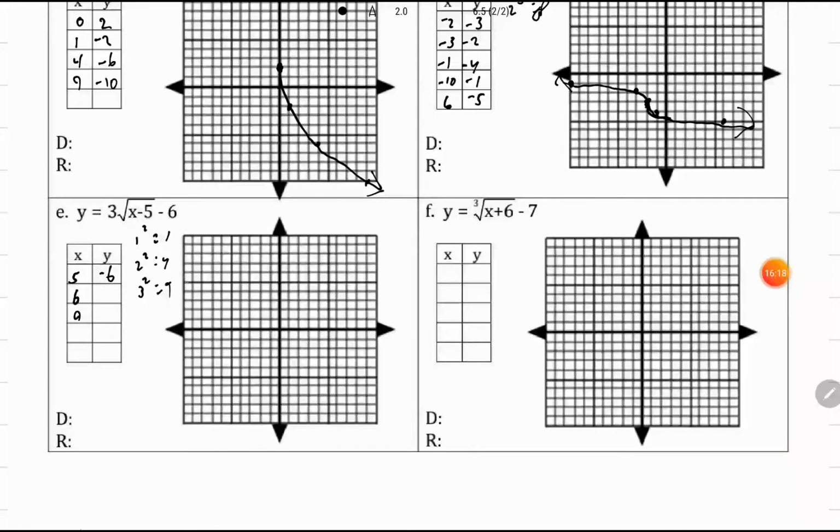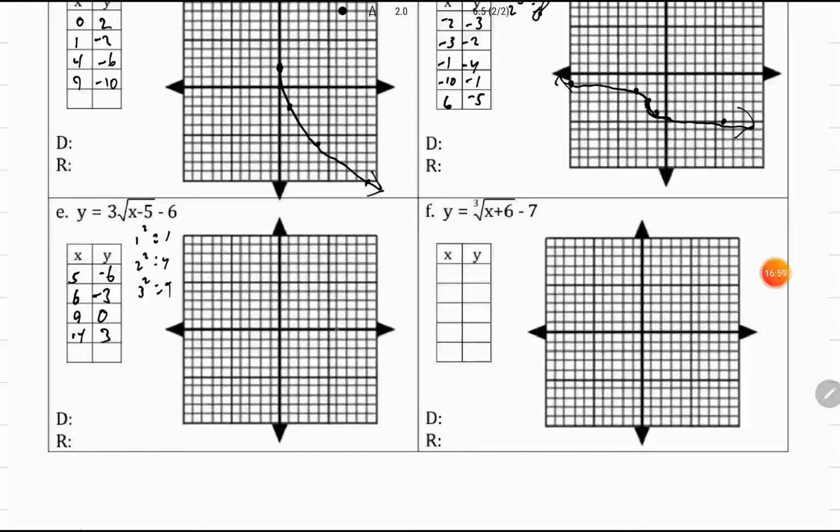Okay. This should be 14. Okay. So I plug 6 into the equation. 6 minus 5 is 1. Square root of 1 is 1. Times 3 is 3. Minus 6 is negative 3. If I plug in 9, I get 9 minus 5, square root of 4 is 2. Times 3 is 6. 6 minus 6 is 0. 14 minus 5 is 9. Square root of 9 is 3. 3 times 3 is 9. Minus 6 is 3. Okay.